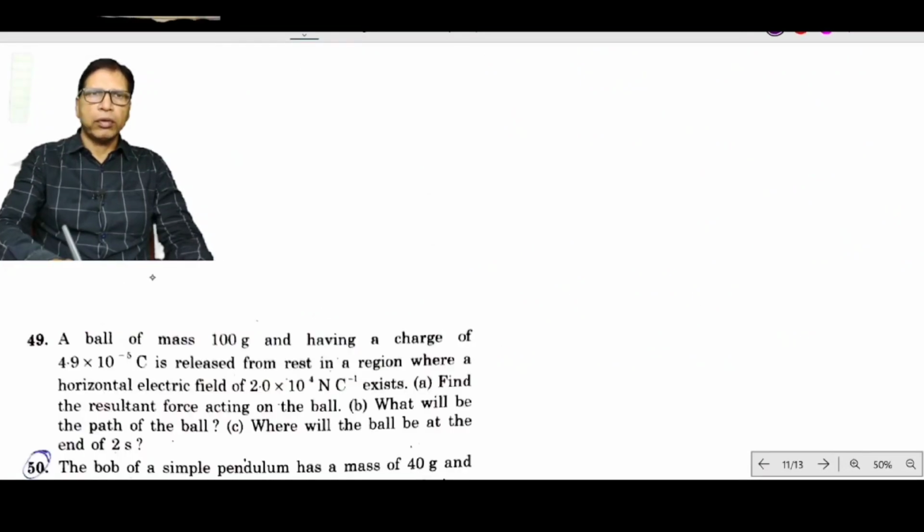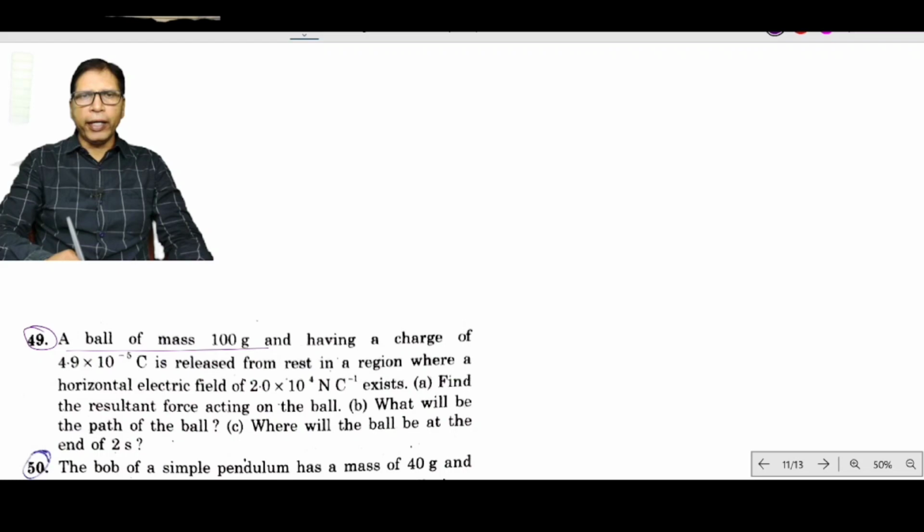Okay. Now, question number 49. A ball of mass 100 gram and having a charge of 4.9 into 10 to the power minus 5 coulomb is released from rest in a region where a horizontal electric field 2 into 10 to the power 4 Newton per coulomb exists. Find the resultant force acting on the ball, what will be the path of the ball, and where will the ball be at the end of 2 seconds.